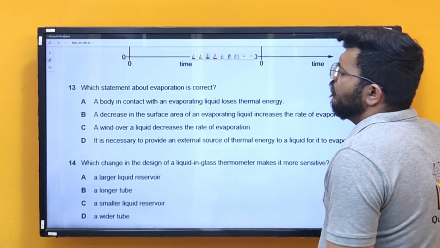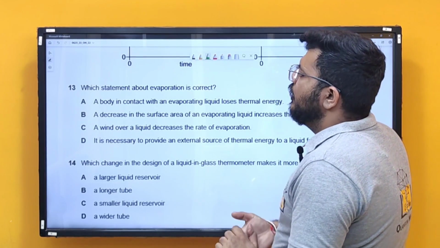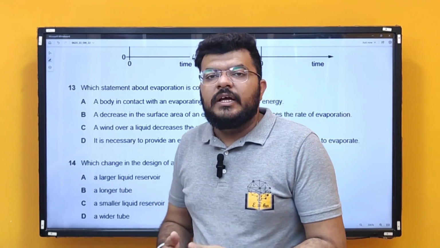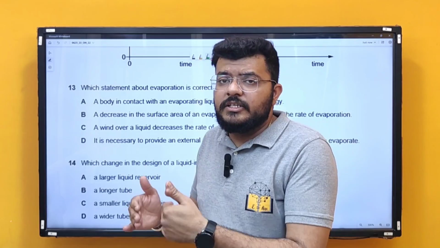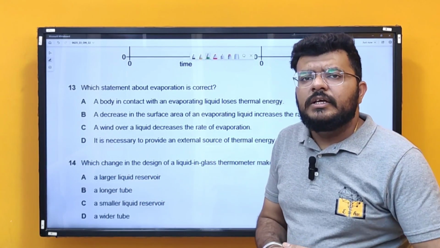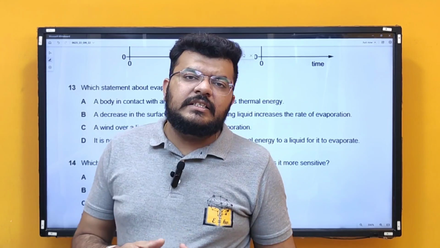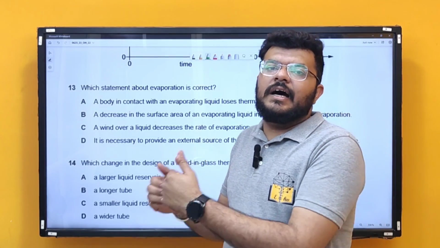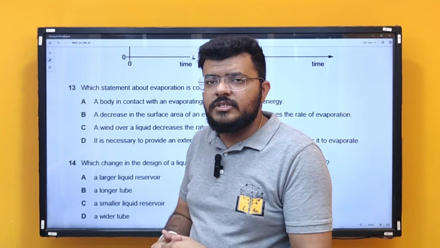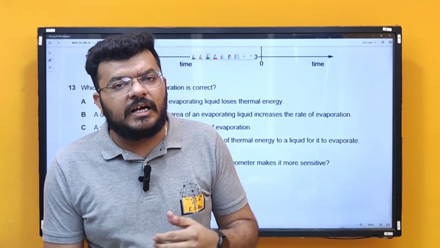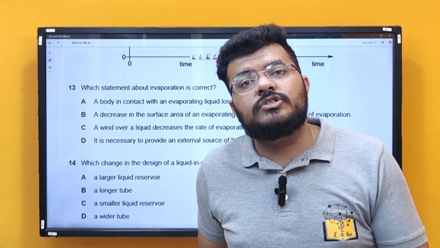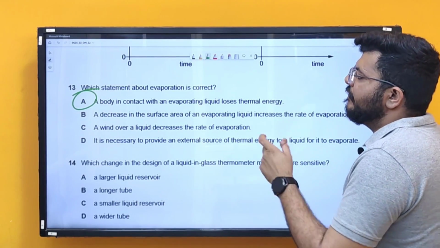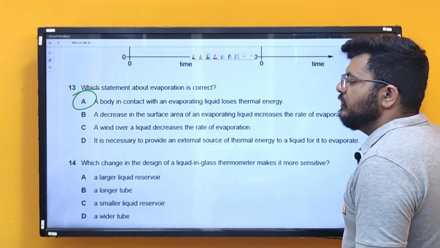Then we have which statement about evaporation is correct. Body in contact with an evaporating liquid loses thermal energy. Yes, because energy flows from a higher concentration region to a lower concentration region, right? So if I have water in a glass and the water inside the glass starts evaporating, water cools down. But if the glass is at higher temperature, it means it has higher thermal energy. Energy will start flowing from glass to the water. So glass also becomes colder.